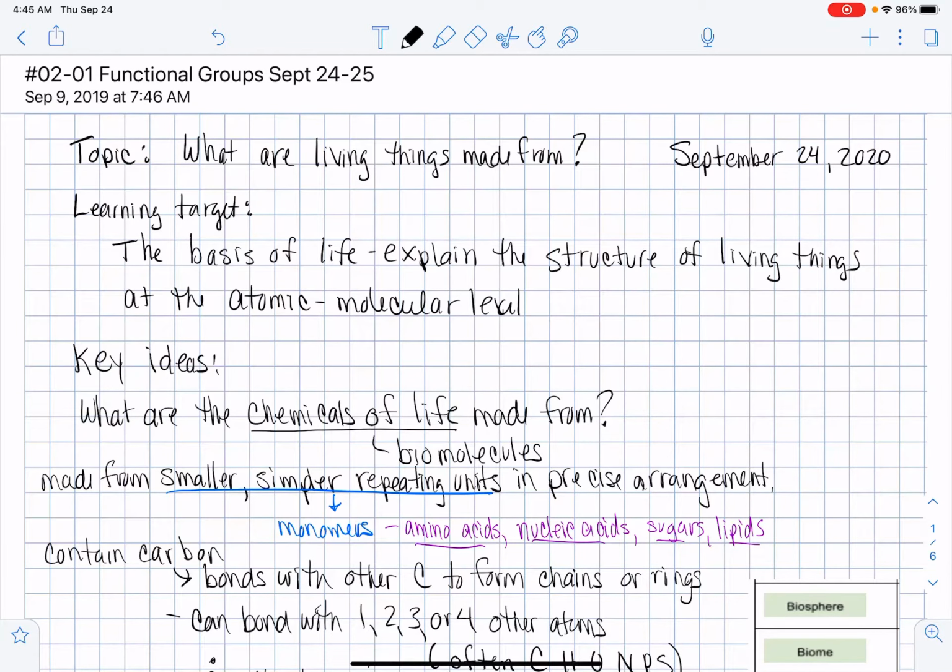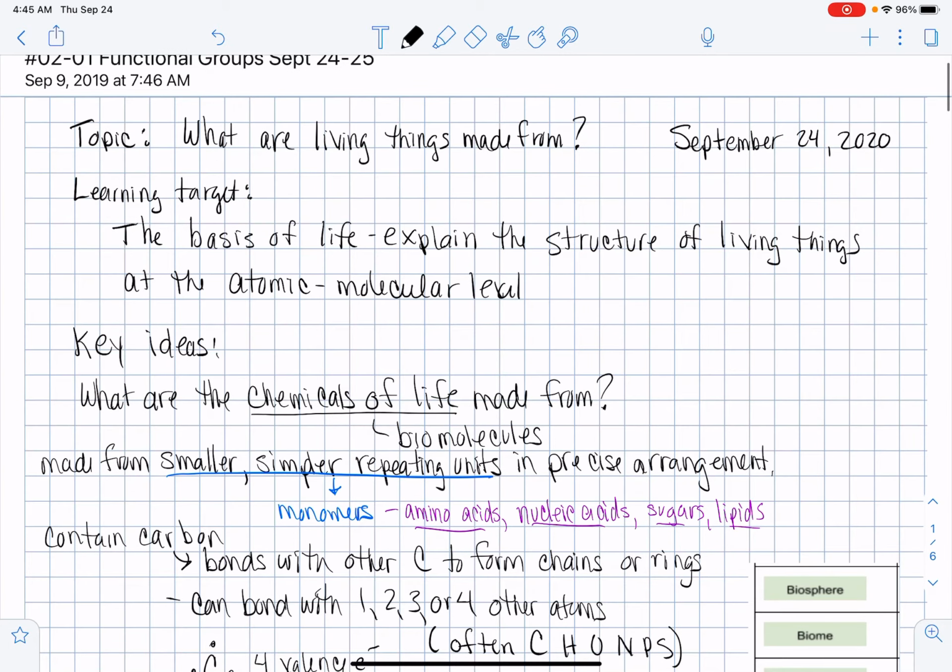Where we're going next is to look at what living things are actually made from. Your learning target for the overarching part of this unit will be to explain the structure of living things starting from the atomic molecular level. We're going to have a lot of sub-targets to that, little pieces that let you take this a bit at a time. Key ideas.